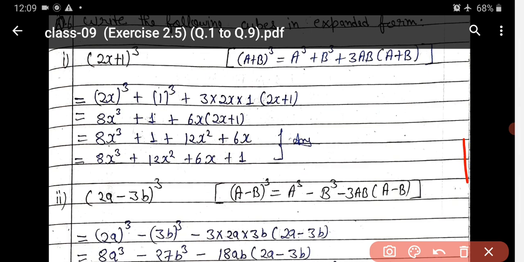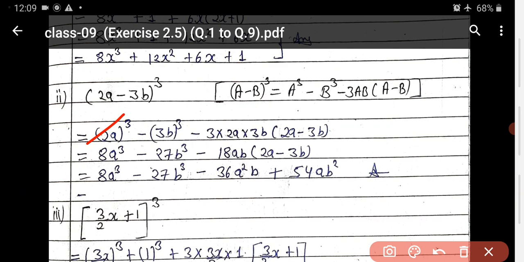Now come on to the next one, (2a minus 3b) whole cube. So write here a cube minus b cube minus 3ab bracket a minus b. 3 times 2 is 6, 6 times 3 is 18, it becomes minus 18ab. Multiply minus 18ab by 2, it becomes minus 36a square b, and minus 18ab into minus 3b, minus minus plus, 18 times 3 is 54ab square. Here it becomes 8a cube and 27b cube. All of you know, so it is your final answer.